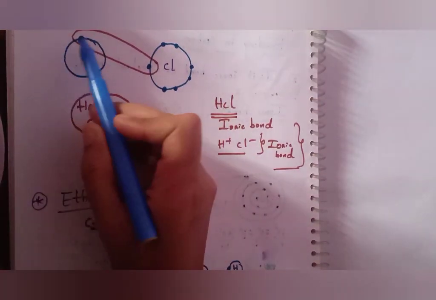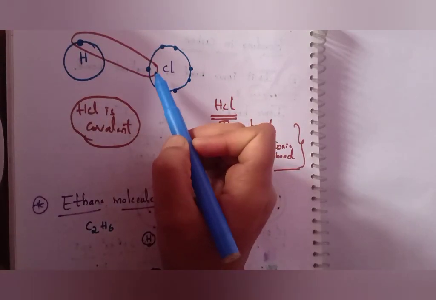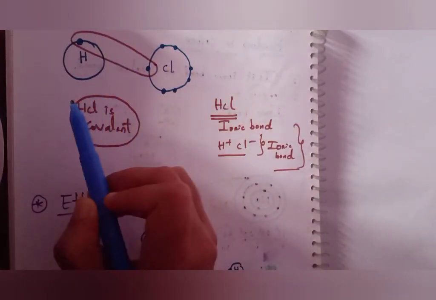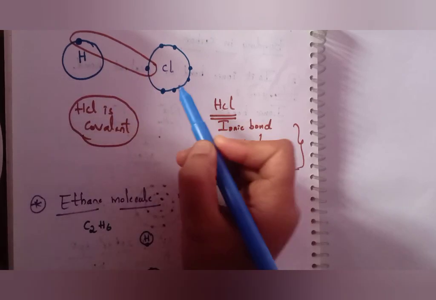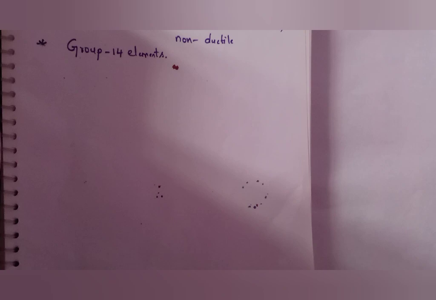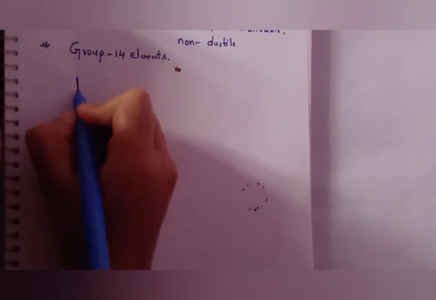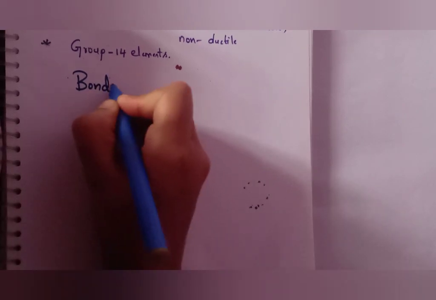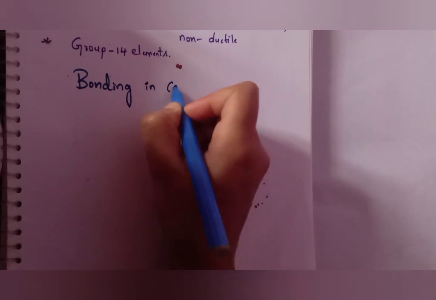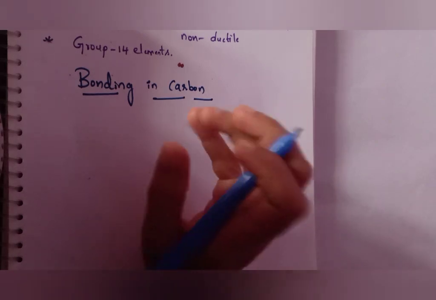In the outermost shell, the hydrogen is having a single electron. If it shares one of the electrons with the Cl, then it will get 2 electrons. So both hydrogen and Cl will get noble gas configuration. So now comes the important topic here. Now we should study the bonding in carbon. Whatever I explained above is the basics about ionic bonding and covalent bonding. Now let's see the bonding in carbon, whether it is ionic or covalent bond.